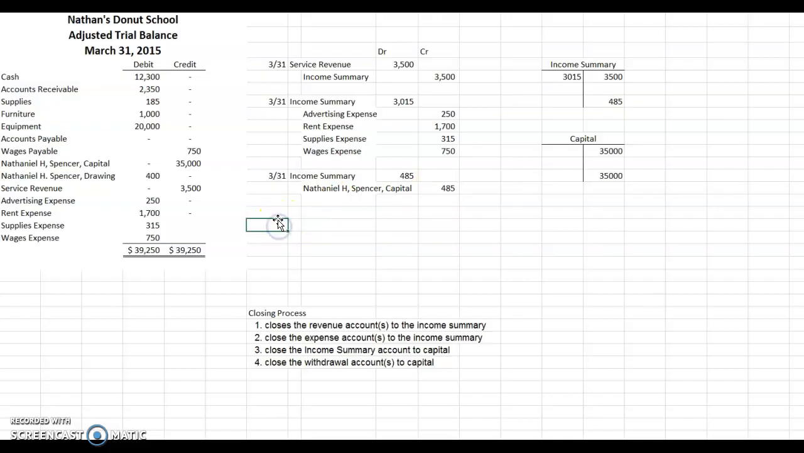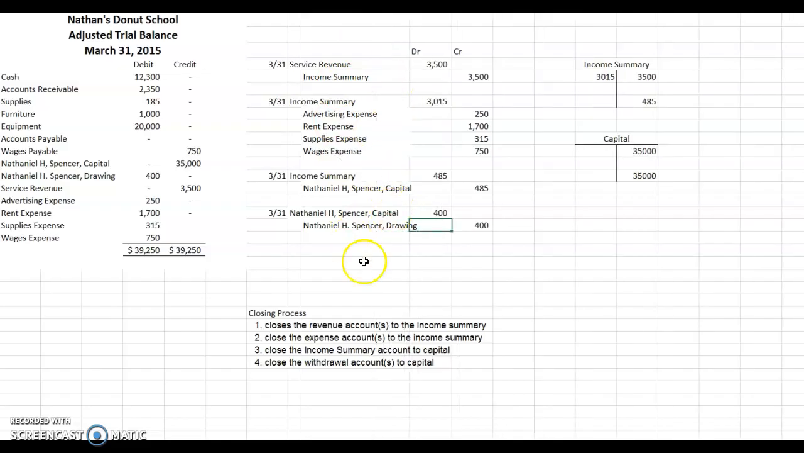In the last transaction, we're going to close out the drawing account to the capital account. So let's take a look at the drawing account. The drawing account has what type of balance? It has a debit. How would I close that out? I would close it out with a credit, and I'm going to close that out to my capital account. This a little bigger so you can see it. So now my drawing account is closed to my capital.